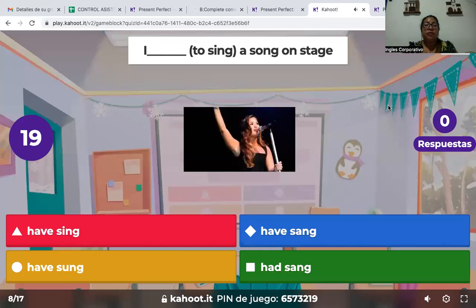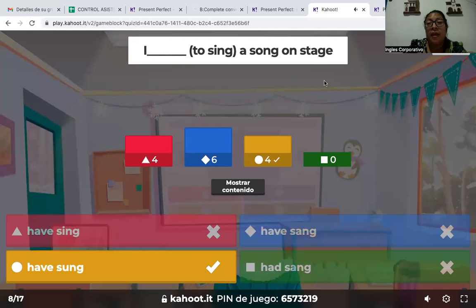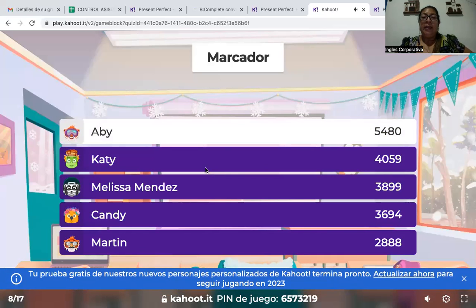I have sung a song on stage. Sing, sang, sung. Y ayer estuvimos viendo un poquito acerca de este verbo. Okay, how are you doing so far? ¿Cómo va por el momento? How are you doing so far? Or good? Okay, then. Okay, Abby, excellent.